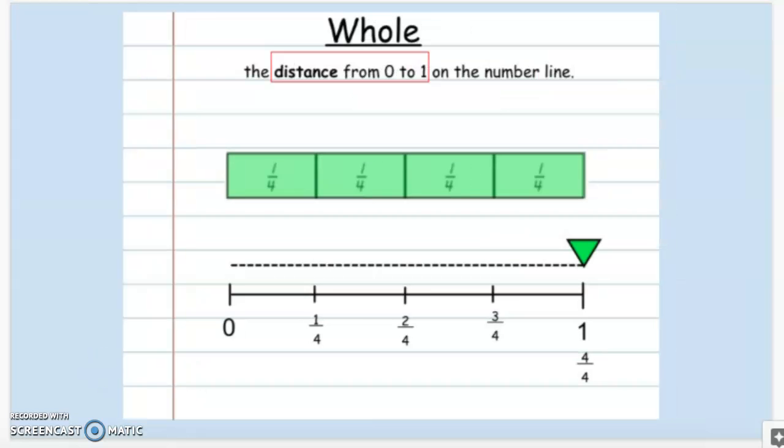Our other word today is whole. A whole is the distance from 0 to 1 on a number line. As you can see, now the fourths fraction bars are completely colored in. So we have 4/4. And on the number line, the triangle has moved to the 1 or to 4/4. Anytime you see the numerator and denominator as the same number, that represents one whole. Or if you just see the number 1, that also represents one whole.